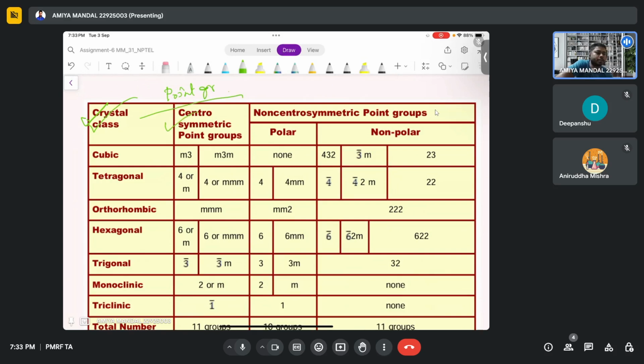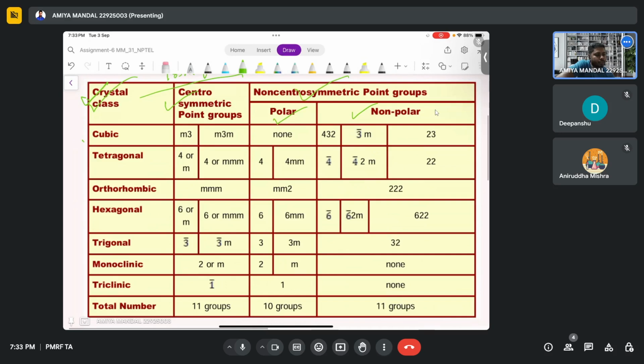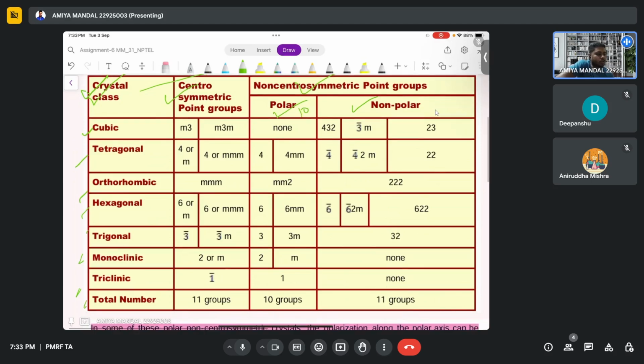This is centrosymmetric, this is non-centrosymmetric. It is divided into polar and non-polar groups. For cubic crystals, there are 7 crystal systems. The polar group contains 10, and out of the total 32, non-polar contains 11, so that is 21, and this contains 11.